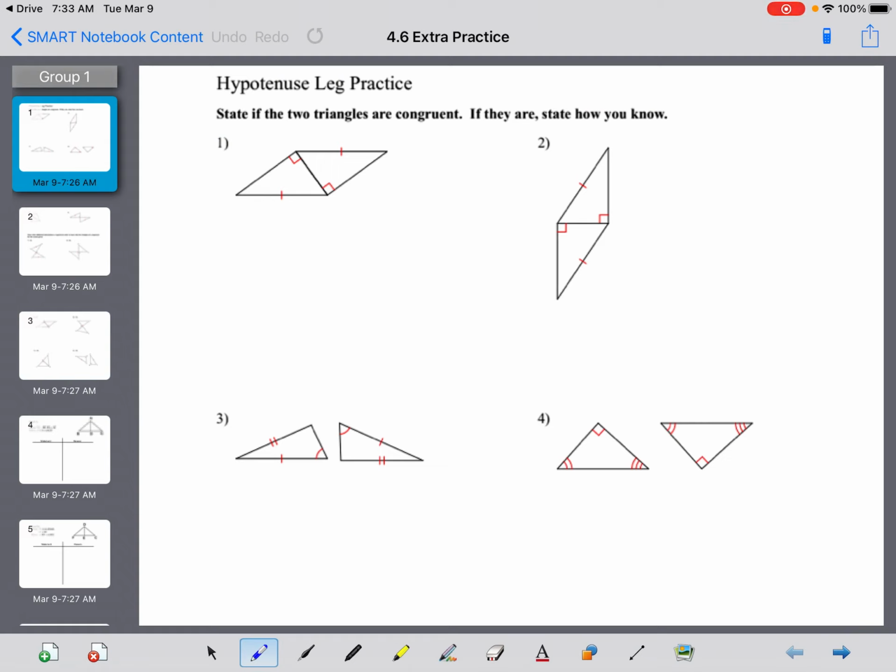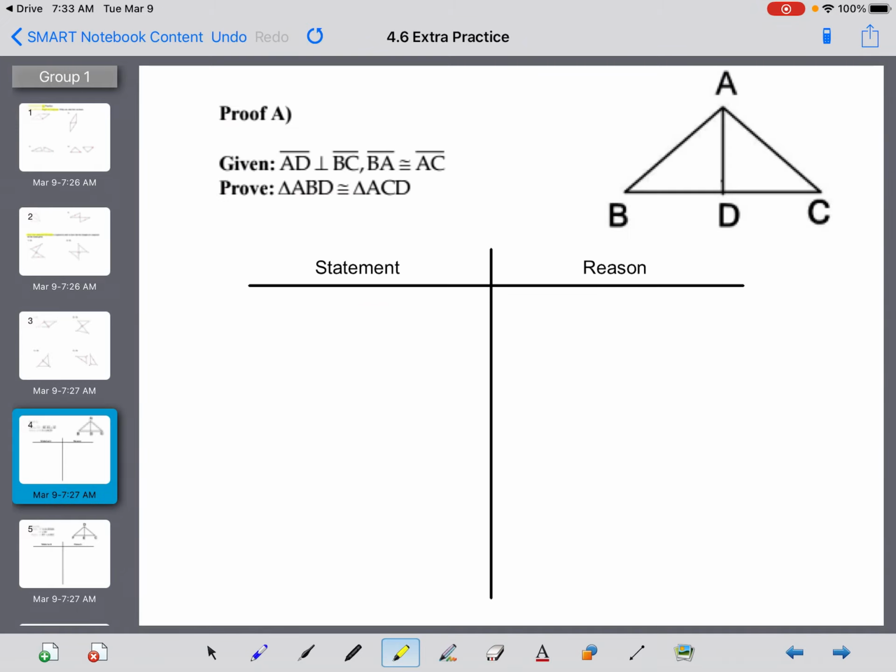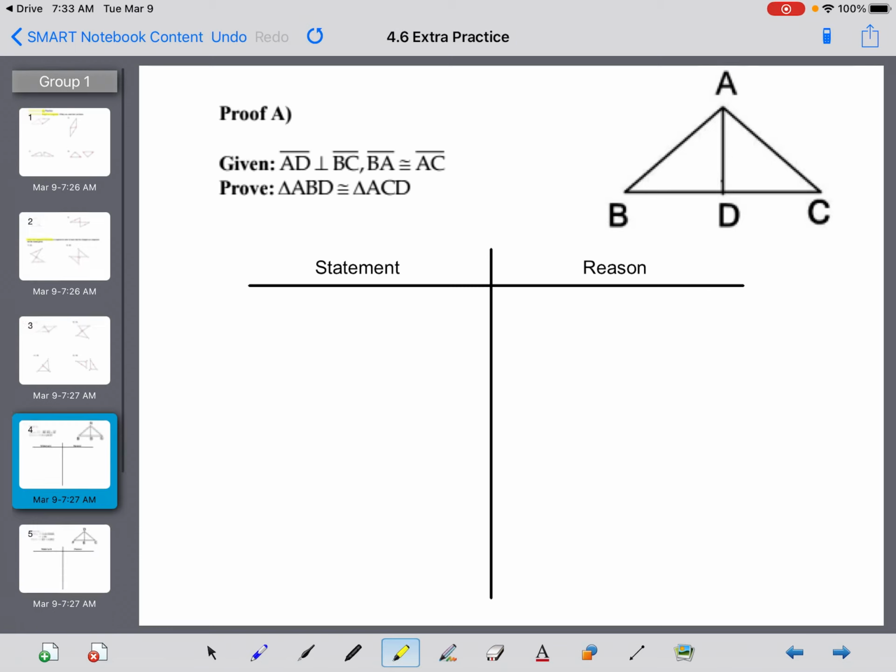Your first section is to state if the two triangles are congruent. Remember, we are only using hypotenuse leg. Okay, the second section is stating the additional information that's required to prove the triangles congruent. And your third is your proofs.